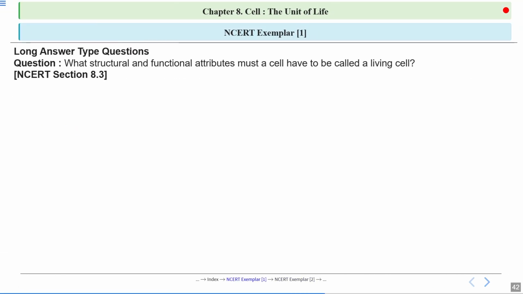The next question is, what structural and functional attributes must a cell have to be called a living cell? Attributes means features, characteristics. What structural and functional features must a cell have to be called a living cell? Let's have a look at the answer.